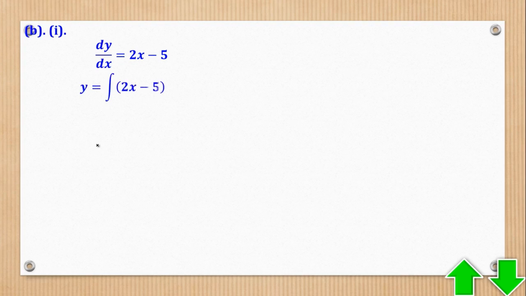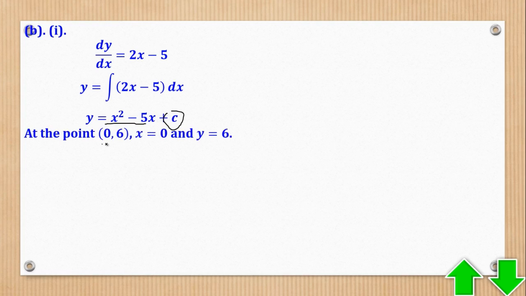So dy dx is that. Therefore, to get y, I have to integrate. When I integrate, I will get this with the constant of integration. Then at this point, x is 0 and y is 6. Come and substitute to get the value of c. Therefore, the equation they want, the equation of the curve is this.